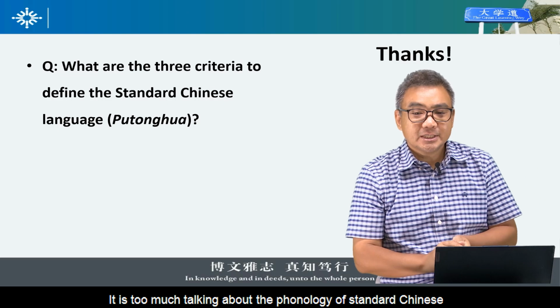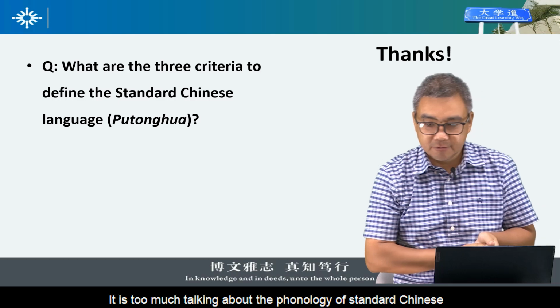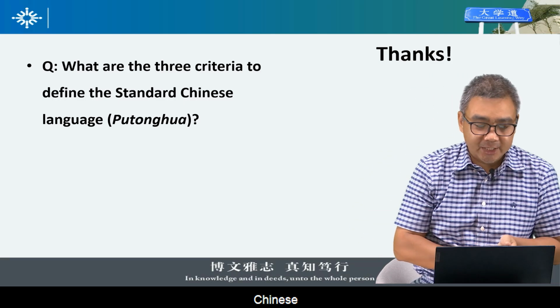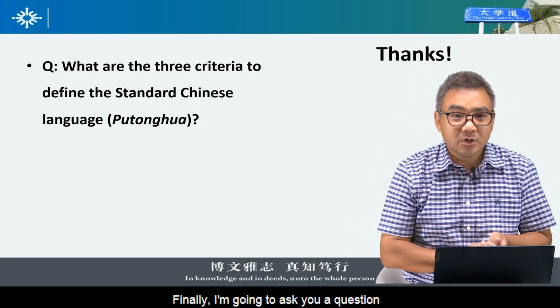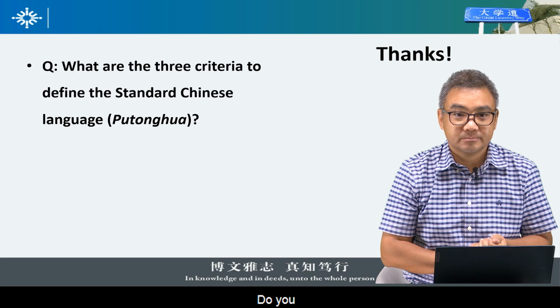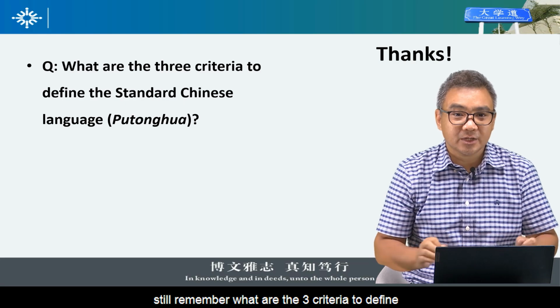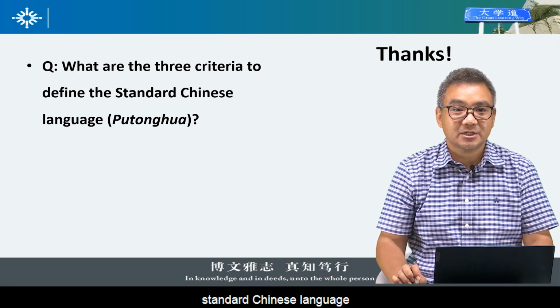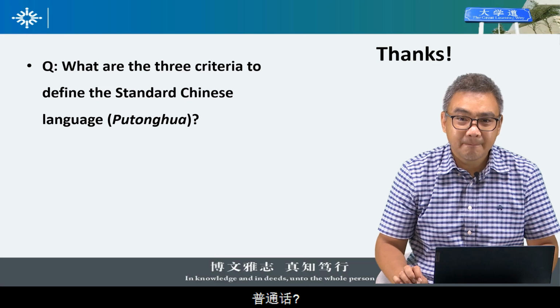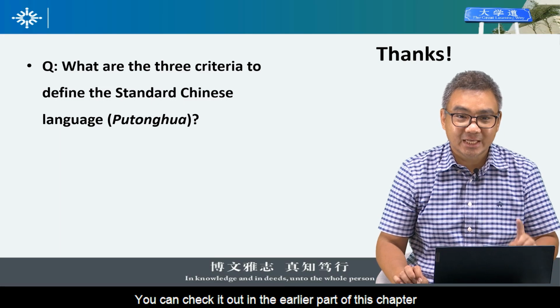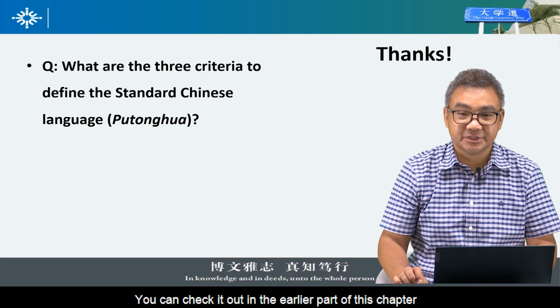Okay, that is too much talking about the phonology of standard Chinese. Finally, I'm going to ask you a question. Do you still remember what the 3 criteria are to define the standard Chinese language, 普通话? You can check it out in the earlier part of this chapter.